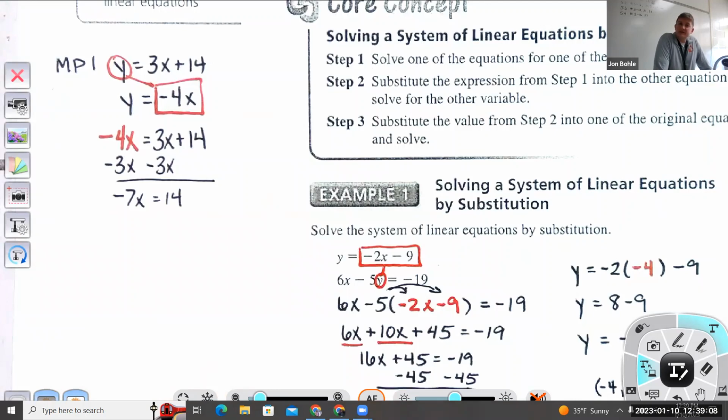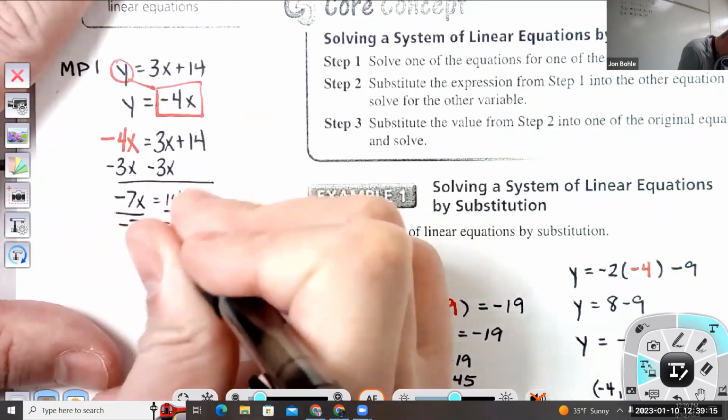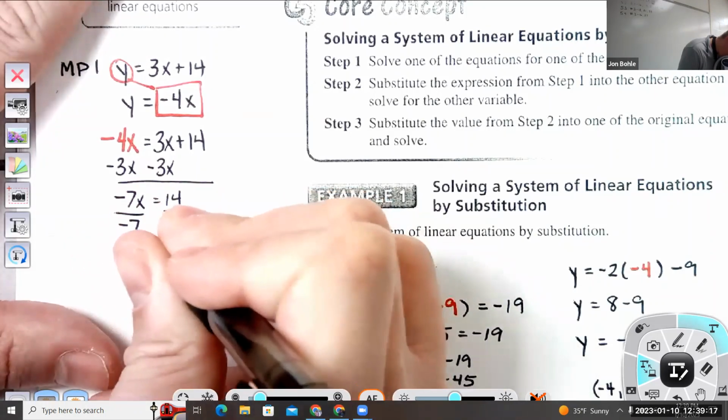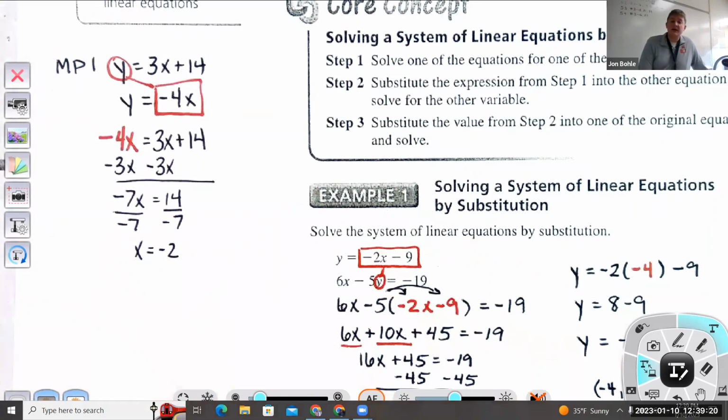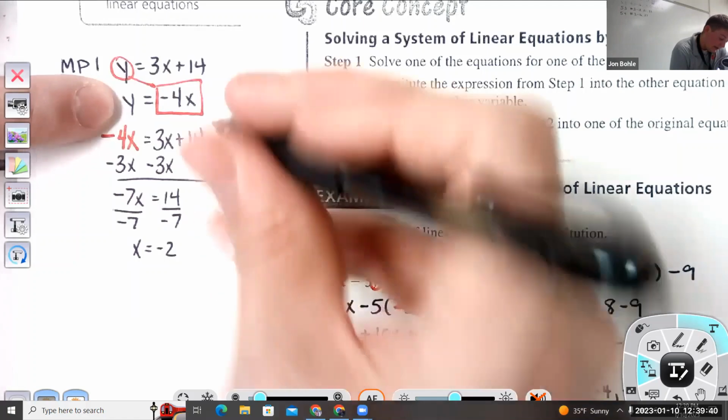Now, how do I solve for x? Divide by negative 7. Okay, and again, if you didn't know those facts, like you didn't know 14 divided by negative 7, you could just use a calculator. There's nothing wrong with that. In fact, I would encourage it. Okay, am I done? Because I've got to find the y value. My suggestion again is whatever you boxed in will tend to be easiest, not always.